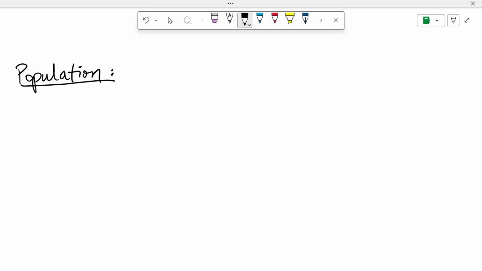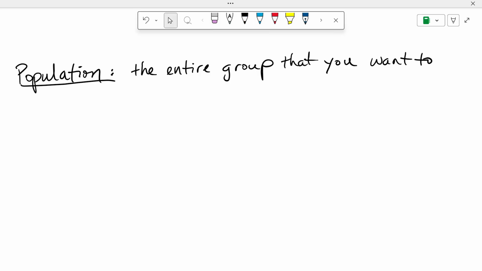But to a statistician, population doesn't mean people, necessarily. Population is just the entire group that you want to draw conclusions about.